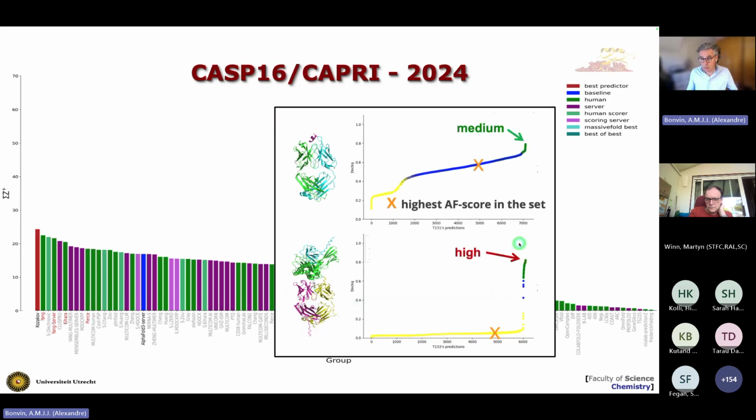But just to give you a few examples, in CASP16, there was also MassiveFold participating, which is basically coming out of Marc Lensink's lab, which is a massive sampling using AlphaFold, using different models of AlphaFold, doing all kinds of tricks where they generate by default. At that time, they were generating 6,000 models. So it's computationally very demanding.